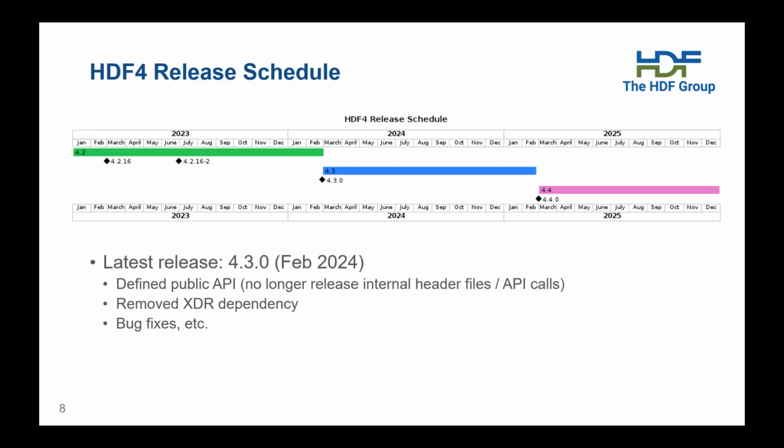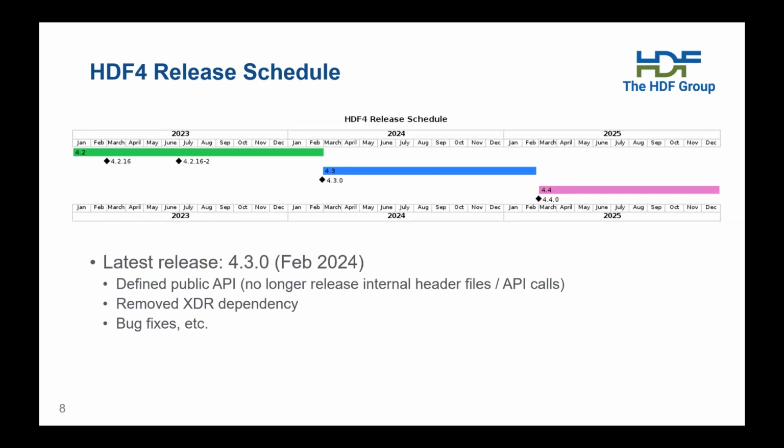So for HDF4, we still do maintain this. The last release was in February, and that was 4.3.0. In that one, we actually defined the public API. We used to just deploy all the header files, including the internal ones. We don't do that anymore. People may have noticed this if they ever included hdfi.h in their code, that now you can't do that anymore.